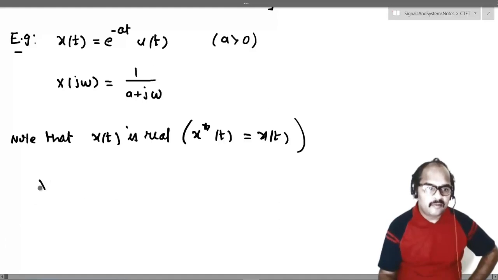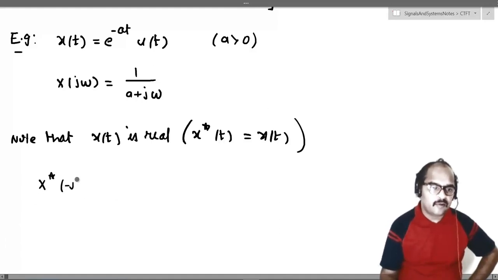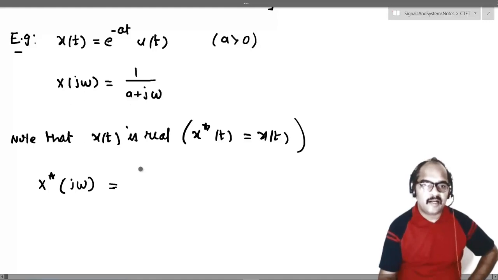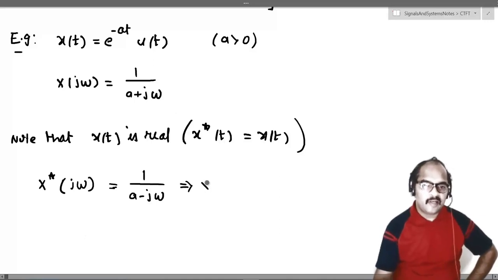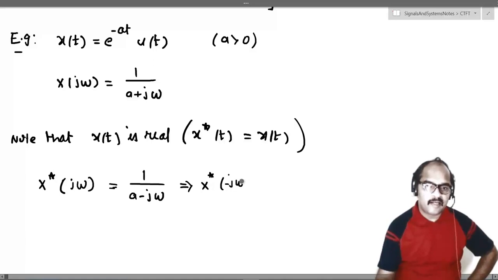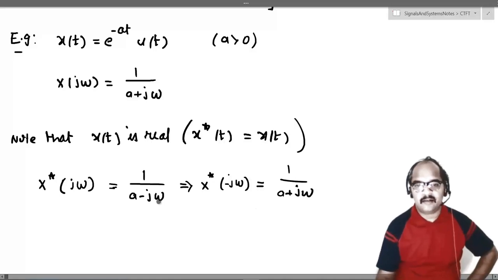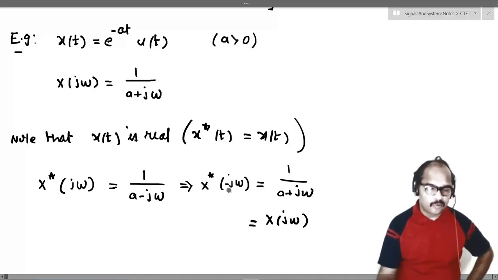So what should happen? We have to find out x star of minus j omega. So let us first write down x of j omega. What is x star of j omega? This will be 1 by a minus j omega. Is that okay? So from this, what will happen to x star of minus j omega? That should be equal to 1 by a plus j omega, correct? Wherever there is omega, replace with minus omega. We get 1 by a plus j omega, which is the same as our x of j omega. So that's what we have proved, correct?